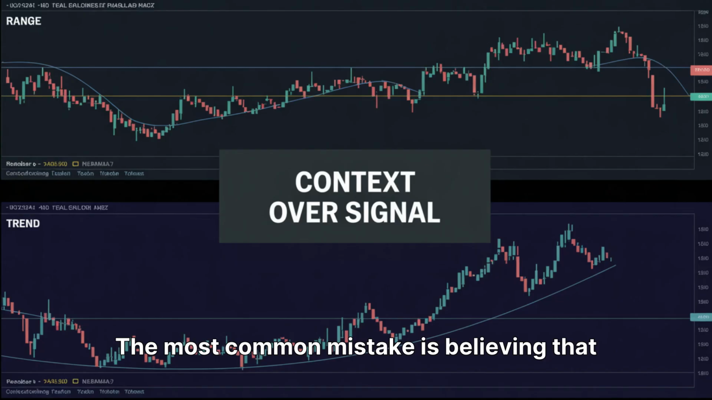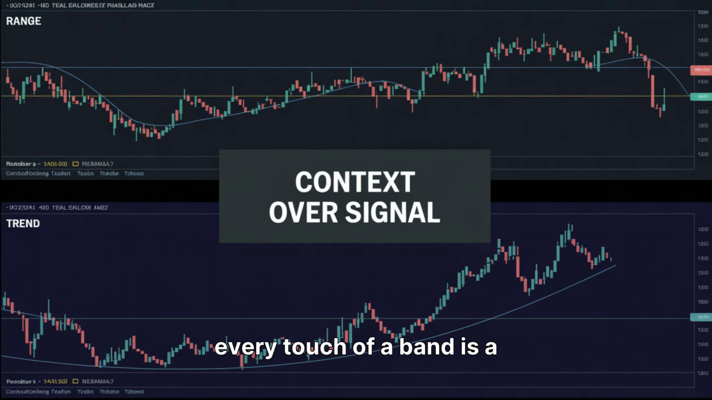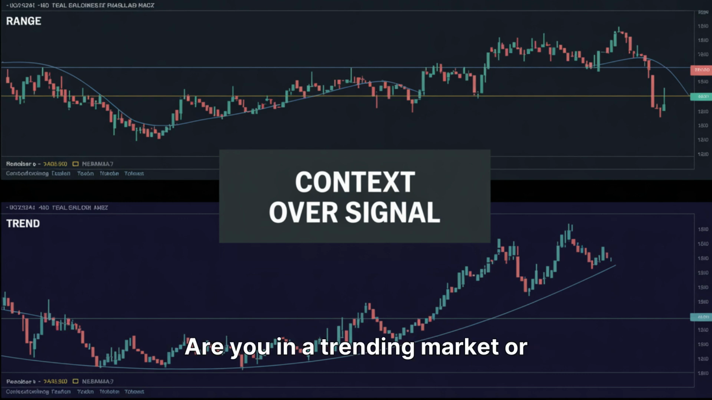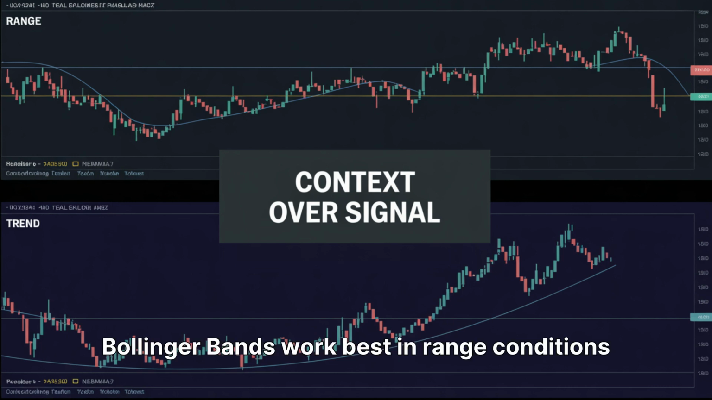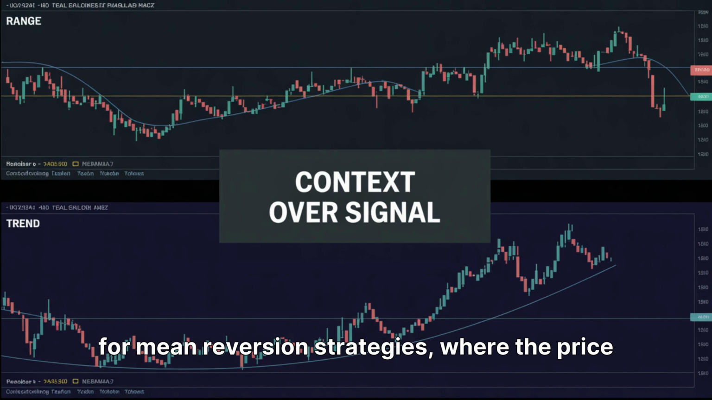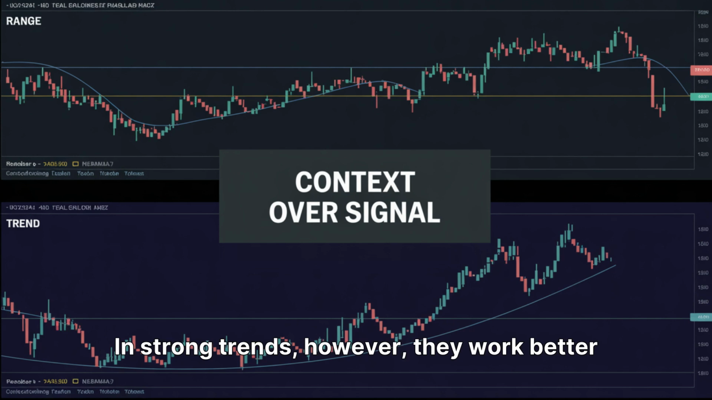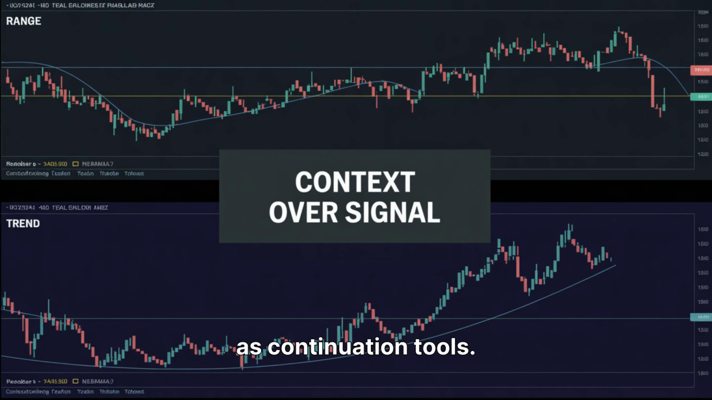The most common mistake is believing that every touch of a band is a reversal signal. This is simply not true. Before looking at the bands, you must understand the environment. Are you in a trending market or a range-bound market? Bollinger Bands work best in range conditions for mean reversion strategies, where the price is trapped between support and resistance. In strong trends, however, they work better as continuation tools.